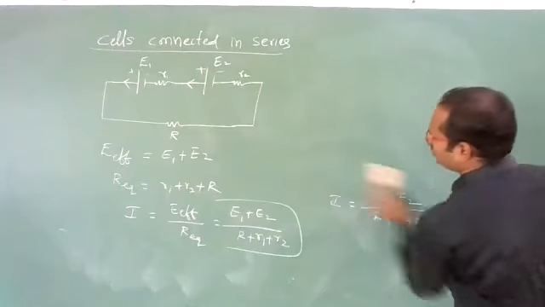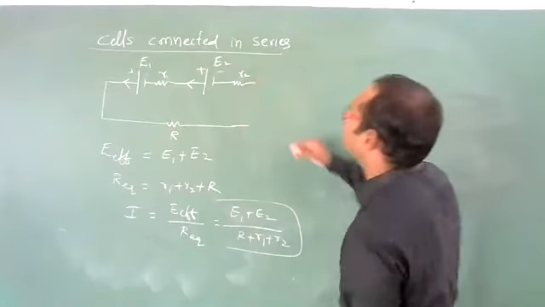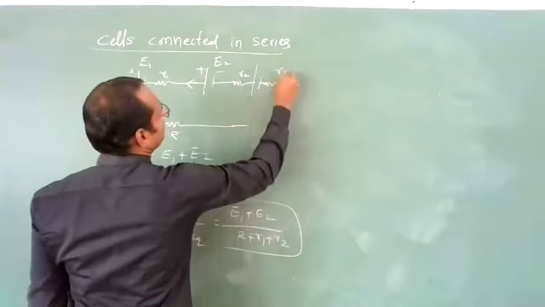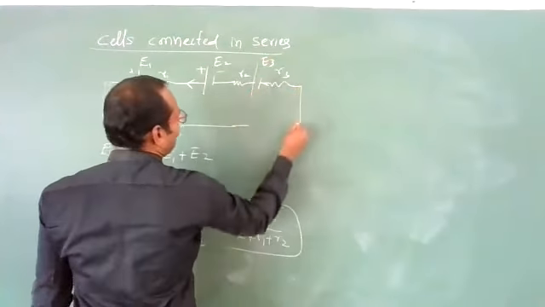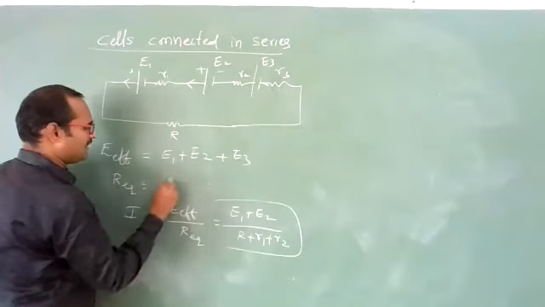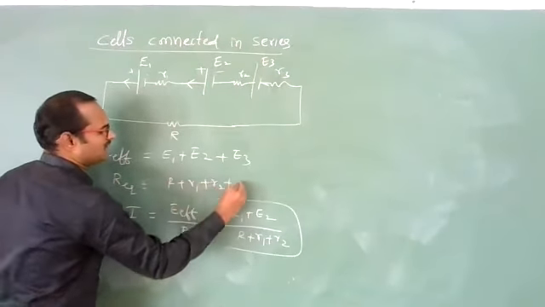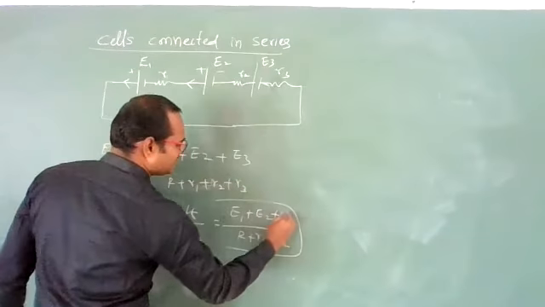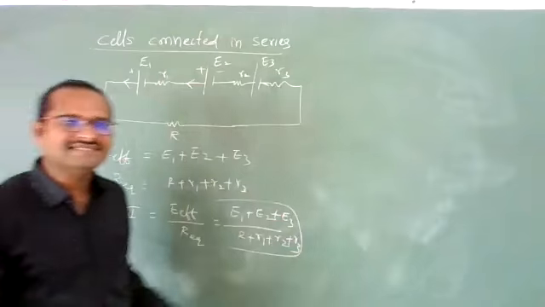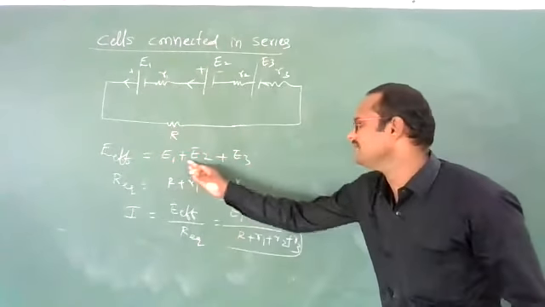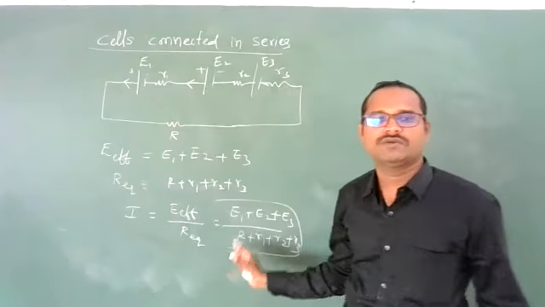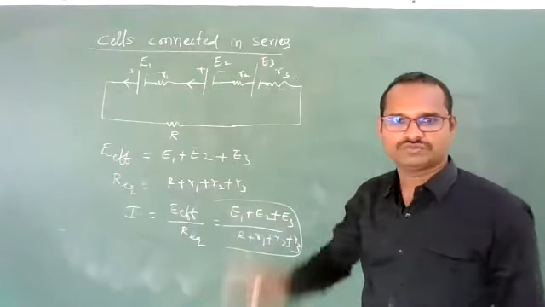Now, students, let us suppose a third battery is also connected here like this, having some internal resistance r3 and EMF E3. Then what happens? EMF will become plus E3. R equivalent will become capital R plus r1 plus r2 plus r3. That's it. Current will become this much. Like this, however many cells there are, we should add all the cells' EMF and add all the resistors, because they are in series. You will get the total current in that circuit.